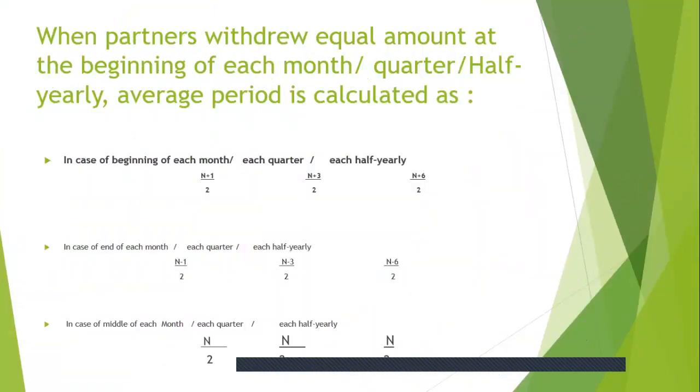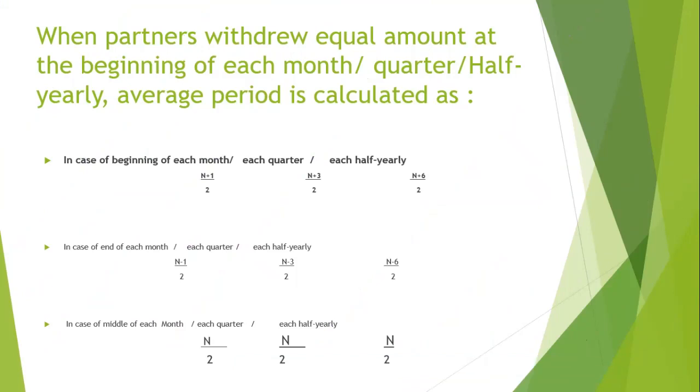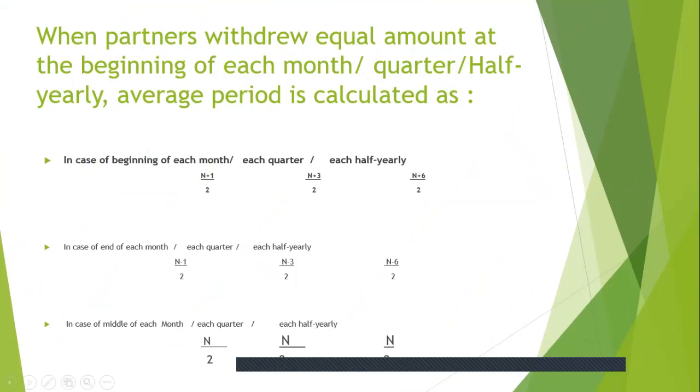Here I am just doing a revision of what you already studied in the previous videos. When partners withdraw equal amounts at the beginning of each month, each quarter, or each half year, then the average period is calculated as follows. N plus 1 by 2 in case of each month, N plus 3 by 2 in case of each quarter, and N plus 6 by 2 in case of each half yearly.